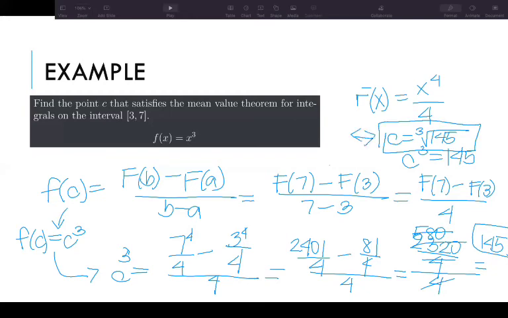This is approximately equal to 5.2536. Is it between 3 and 7? Yes, which means that this solution works. So the correct answer for this problem is c equals the cube root of 145.